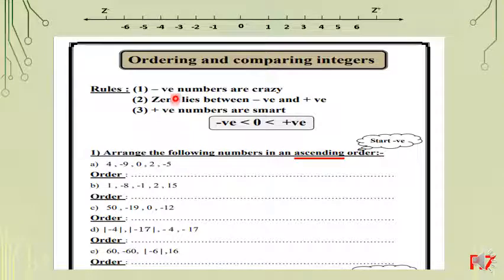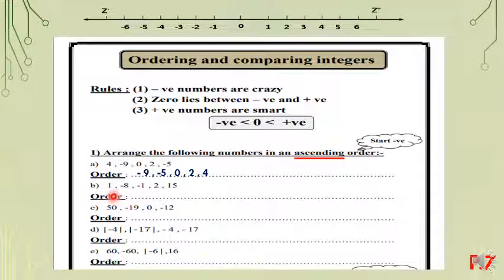We said that negative numbers are crazy, which means if we want to compare between negative 9 and negative 5, which one is the smaller? Negative 9 will be the smaller. Then negative 5. After negative 9 and negative 5, we have 0. I'm going to put it in its order. Then what's next? The next will be 2, then 4. So my order: negative 9, negative 5, 0, 2, 4.